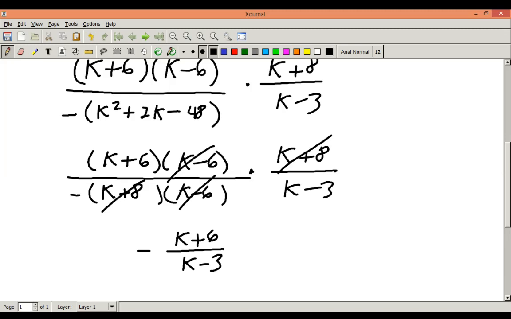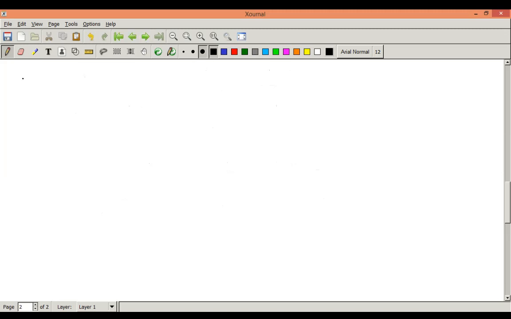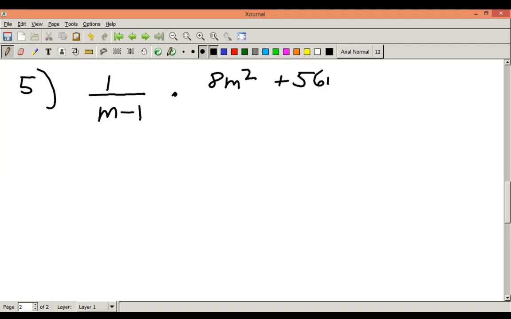Okay, I'm going to do 4 of these all together. So the next one we'll do is number 5. So this time we're going to take 1 over m minus 1 and multiply that by 8m squared plus 56m over m squared plus 13m plus 42.